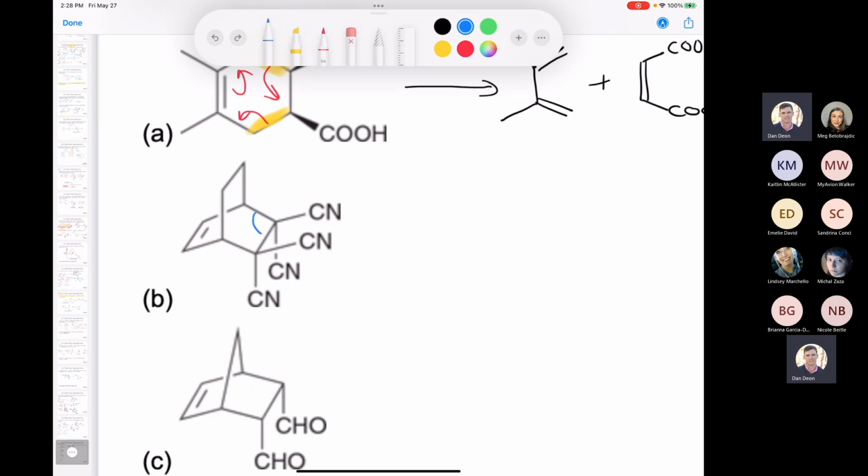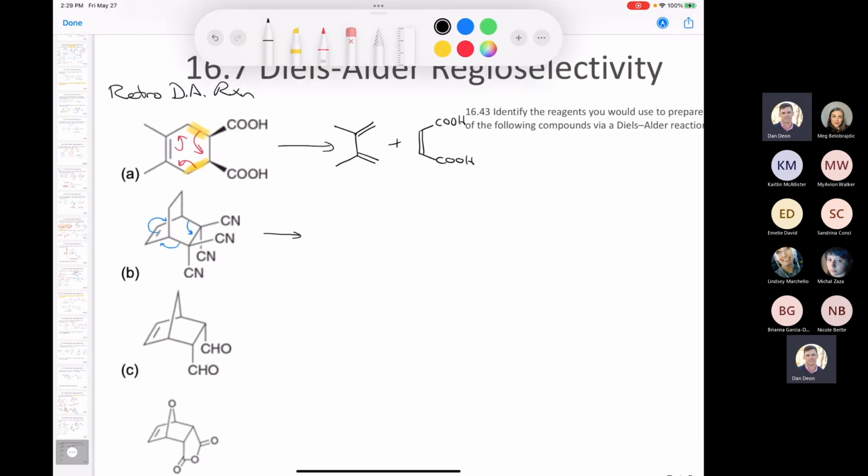We're going to break this sigma bond, make our pi bond. We're going to break this sigma bond and make a pi bond. And we're going to take this pi bond and make another pi bond in our diene. So what are the reactants going to look like? Well, our dienophile is just going to be a carbon-carbon double bond, but you have every endo and exo position filled with a nitrile. So you're going to have 4 nitrile groups on it, and your diene is going to look like this. So we have a 6-membered ring, and we're going to have a double bond here and a double bond here.